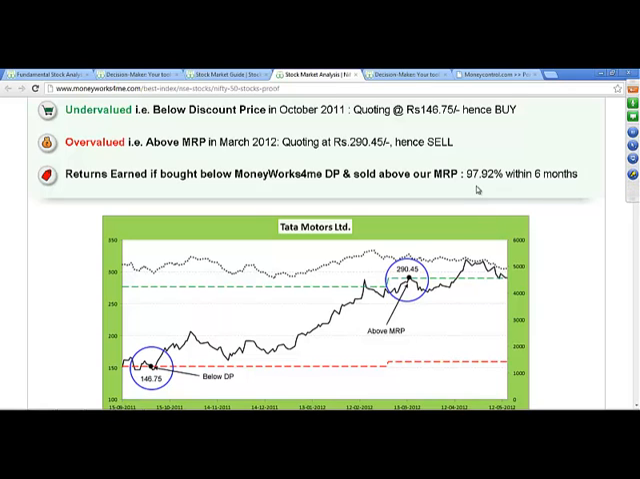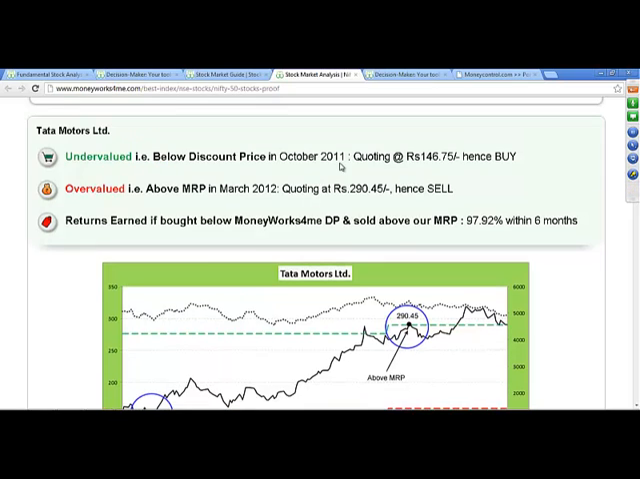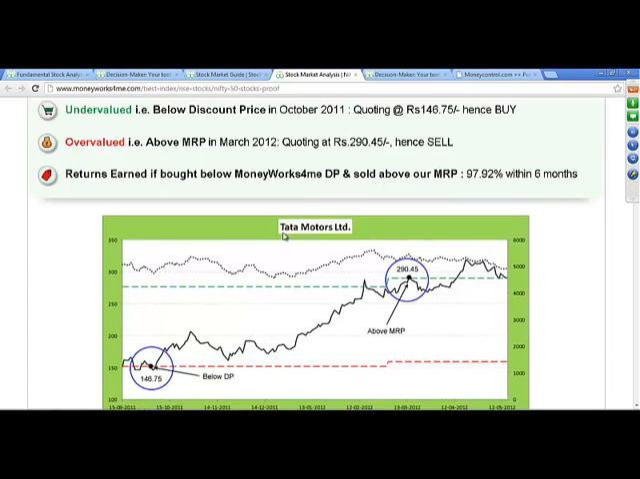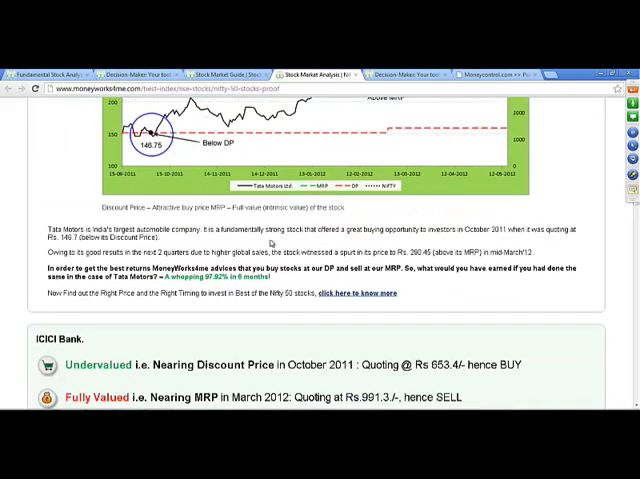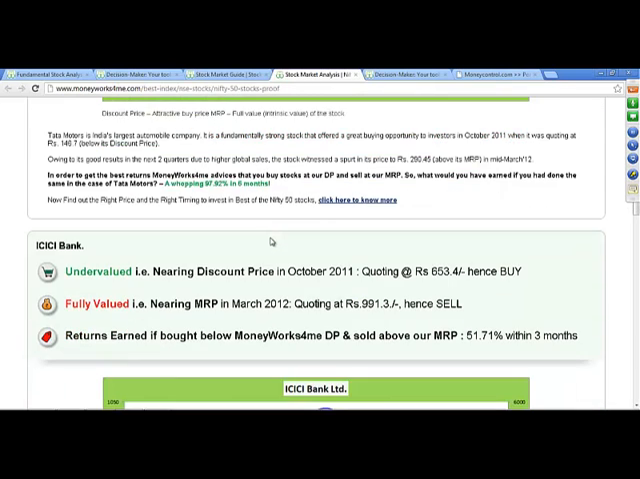So you can just imagine a safe stock such as Tata Motors, compared to all the other small cap and micro cap companies that we invest in, gave you returns of close to 100% within 6 months. Your money would have doubled within 6 months if you had invested in this stock at below the discount price.